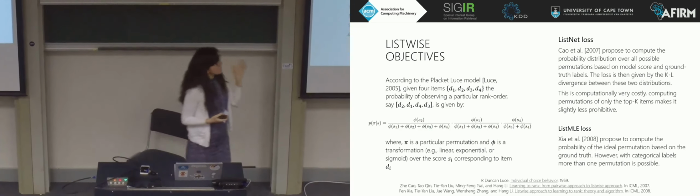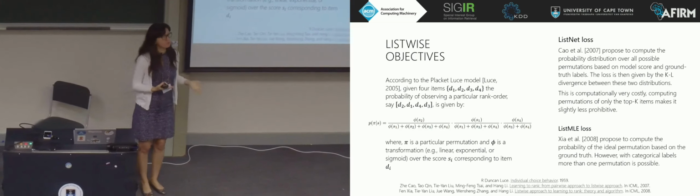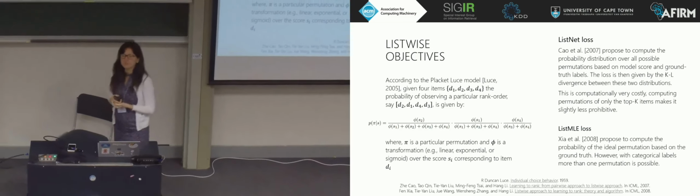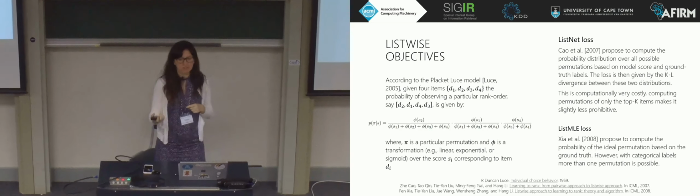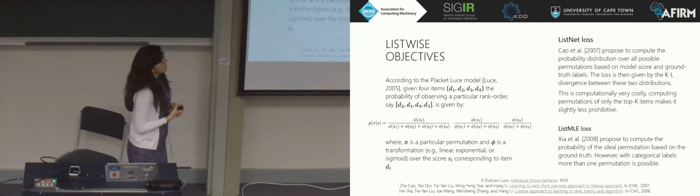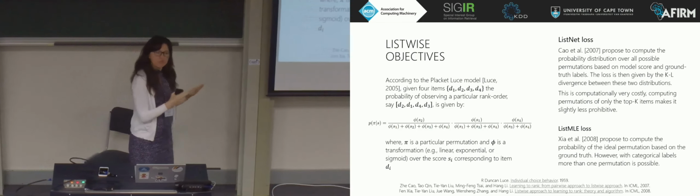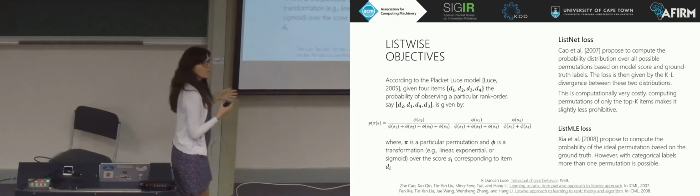So LambdaRank, like I said, was one of the most commonly used approaches. Now it's slowly getting replaced by some neural models in ranking, which Bhaskar will talk about later in this lecture as well. But it still remains one of the best performing algorithms. So that was a listwise approach.